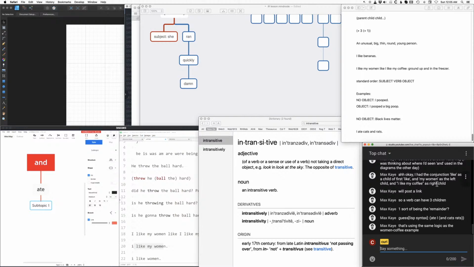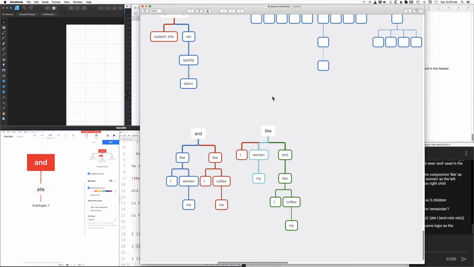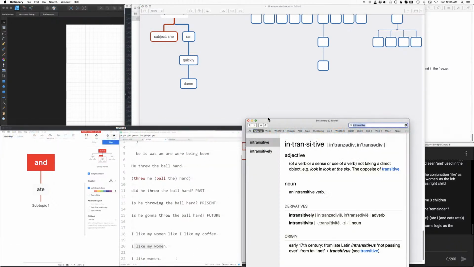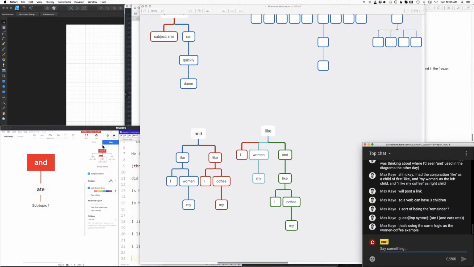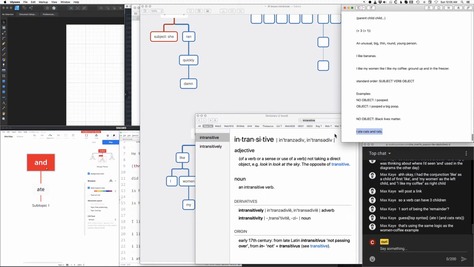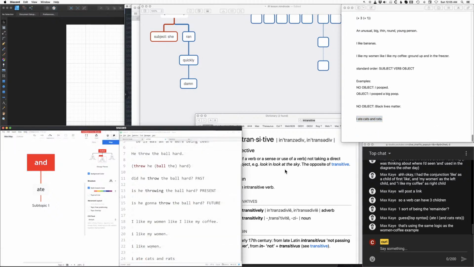Where's the cat? "Ate cat and rat." Okay, so we're starting with "and." Then "ate" is the verb. Can you move the dictionary to the left a bit? That was to the right. I should just write it out. I ate cats and rats. Okay, this is what you wanted to see. Yeah, I ate cats and rats. I wrote it out, so it's fine now.